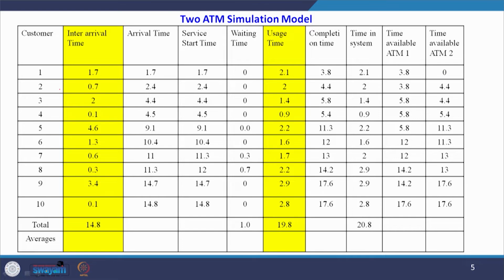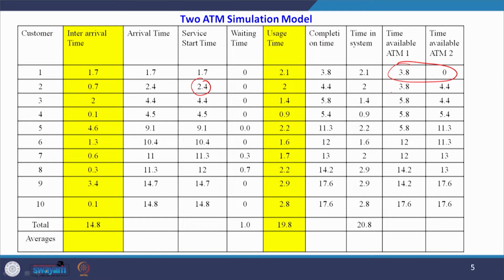Look at the second customer. The second customer's inter arrival time is 0.7 minutes. I have written this arrival time on the continuous scale, so 0.7 plus 1.7, it will be 2.4. Now, look at the service start time. When determining the service start time, he compares these two. The time available for ATM 2 is 0, so he will directly enter ATM 2. There will not be any waiting time. He will take 2 minutes usage time, so completion time is 2 plus 2.4, that is 4.4. The time in system is 4.4 minus 2.4, it is 2.